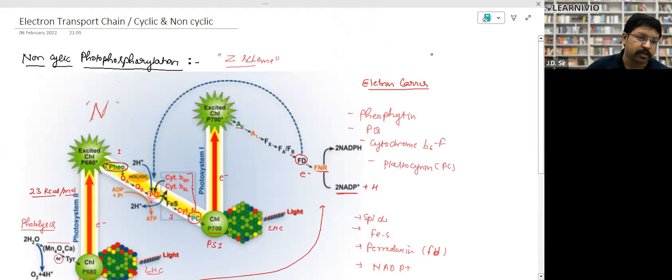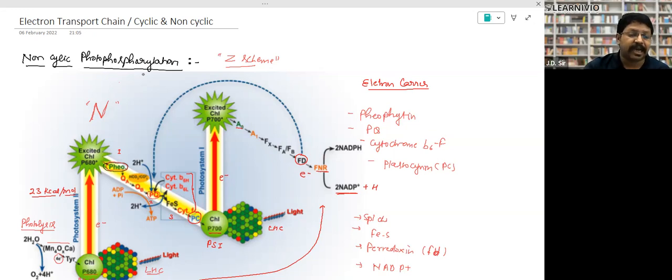Now, in presence of light, non-cyclic photophosphorylation. Why non-cyclic? Because the electron will start its journey from one point and end at another point. It is not cyclic. In cyclic, the electron will start its journey from one point and come back to this point again. That is cyclic photophosphorylation. But both are phosphorylation, meaning the formation of energy or ATP will take place in both.